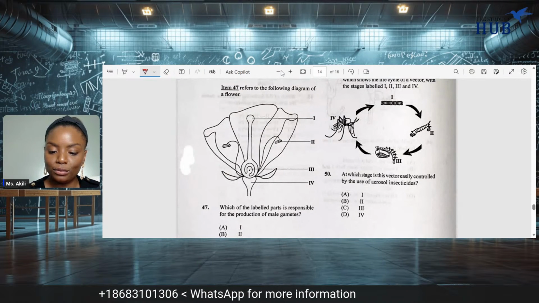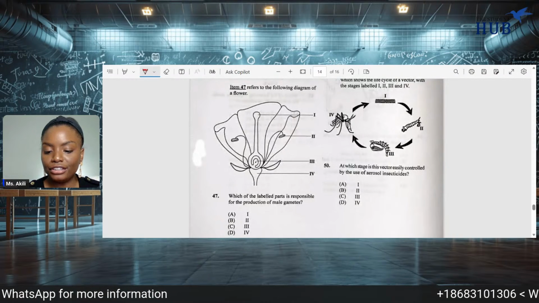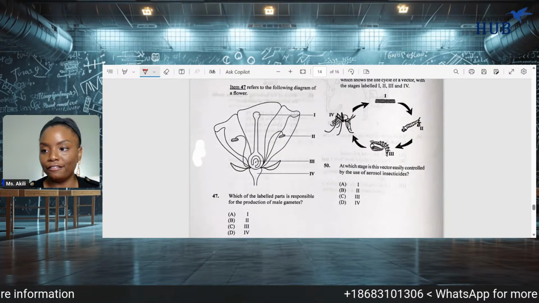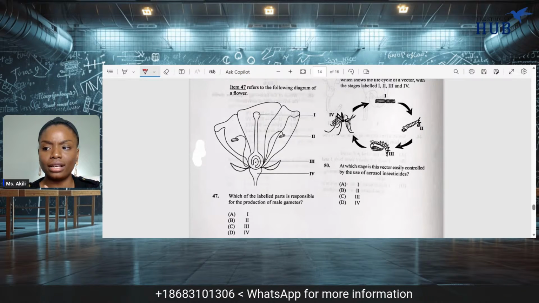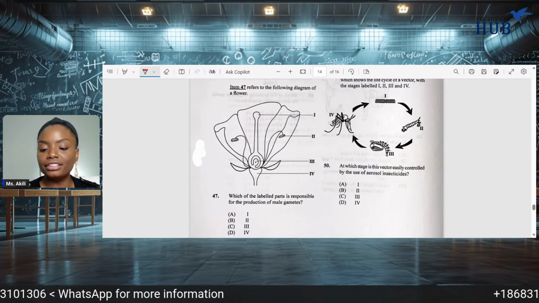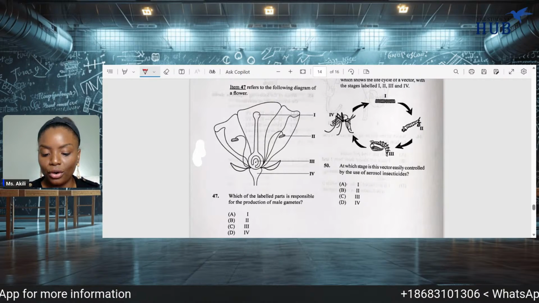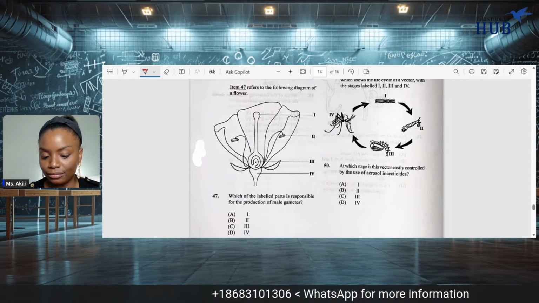Item 47, zoom out a little bit, coming back to the flower again. Item 47 refers to the following diagram of a flower. The powerhouse of the cell is the mitochondria, right? Which was not an option there. Yeah, I'm just making a note on that. Item 47 refers to the following diagram of a flower. Which of the labeled parts is responsible for the production of the male gametes?